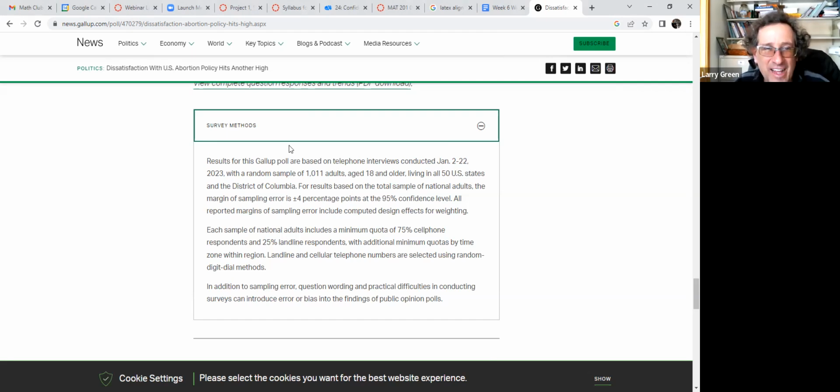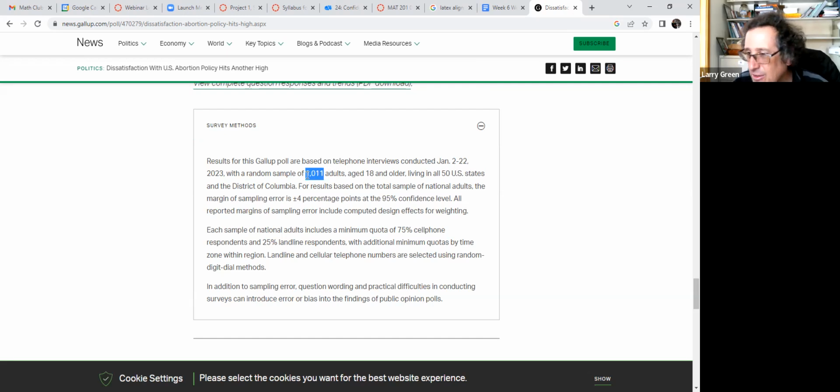Okay, and it says results for this Gallup poll are based on telephone interviews conducted January 2nd through the 22nd, 2023. This is a pretty new study, right? This isn't like ancient. With a random sample of 1,011 adults, guarantee it's not perfectly random. They probably use random phone numbers, but they have voluntary response bias. Again, that's chapter 1 stuff, but still important. Aged 18 and older, hopefully you all understand why they didn't ask people under 18. Because they didn't want to get sued either. Since you turned in your project, so you know. Okay. And living in all 50 US states and DC.